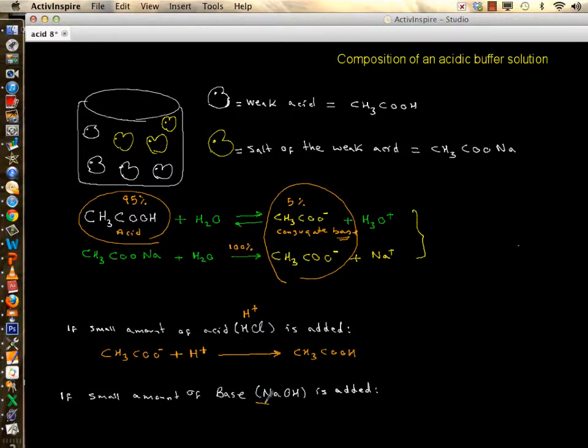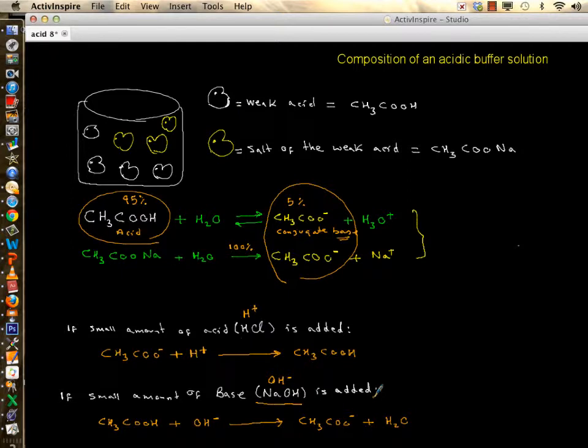Now what happens if you add a base to this buffer, NaOH? Then again, from NaOH, only OH- is the species that is going to play any role, and the OH- is going to be neutralized by your ethanoic acid, CH3COOH, to give you CH3COO-, ethanoate, and H2O, and your pH is not going to fluctuate by much.